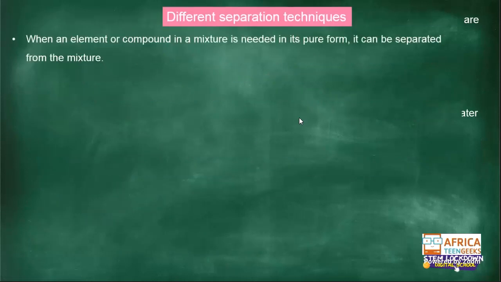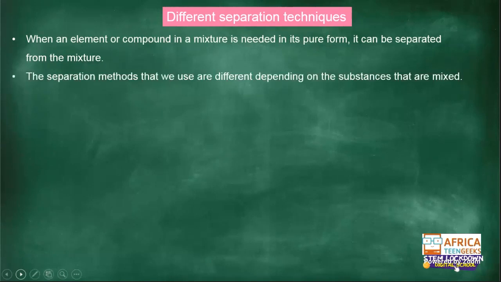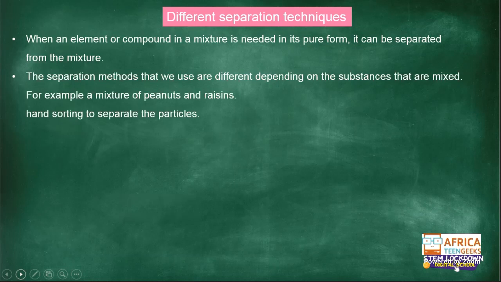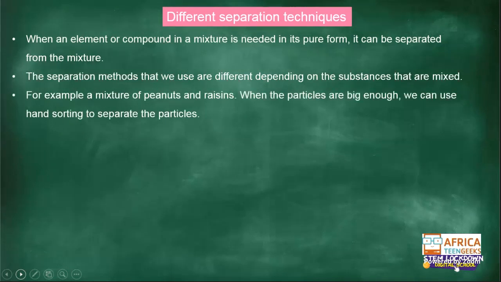So when an element or a compound in a mixture is needed in its pure form, it can be separated. The separation methods that we use are different depending on the substances that are mixed. So you must learn those separation techniques I taught you. You must learn them very well. Also learn the definition of each.